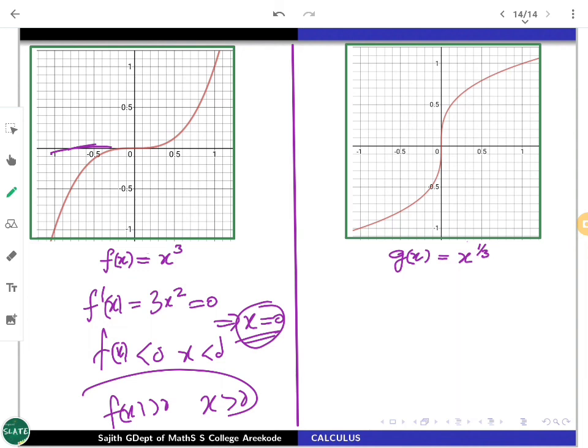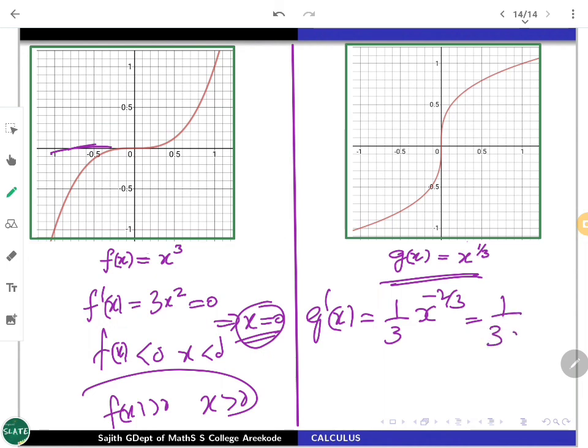What about the last example? g of x equal to x raised to 1 by 3. g dash is actually not defined at 0. See, the computational formula in general, g dash of x is 1 by 3 x to the power minus 2 by 3, which gives 1 by 3 into x to the power 2 by 3 in the denominator, which is not defined at 0. So g dash is not defined there, but g is defined there.